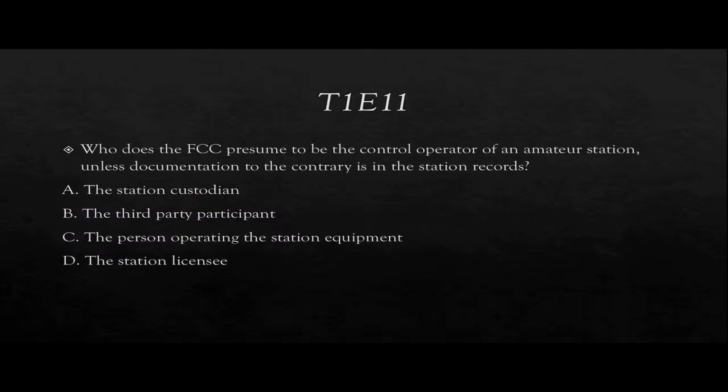Last question. Who does the FCC presume to be the control operator of an amateur station, unless documentation to the contrary is in the station records? A, the station custodian. B, the third-party participant. C, the person operating the station equipment. Or D, the station licensee. And the correct answer is the station licensee.